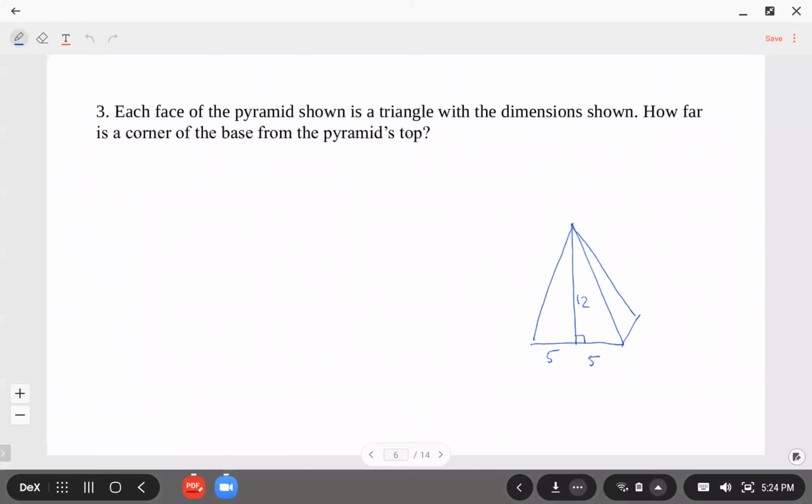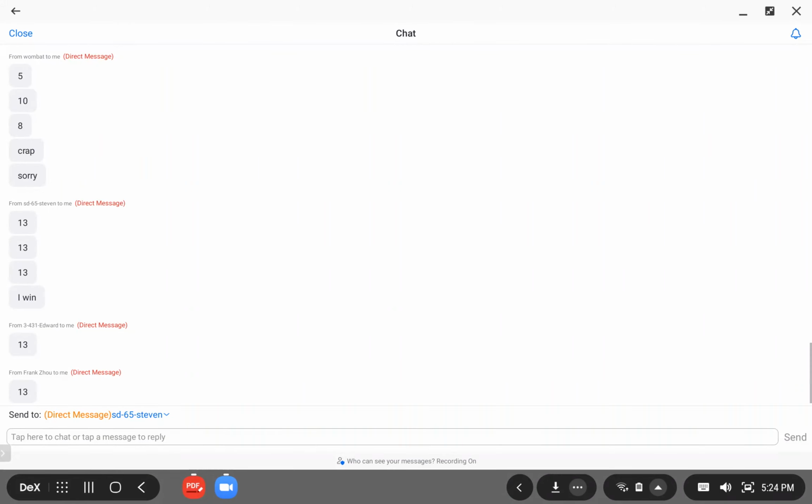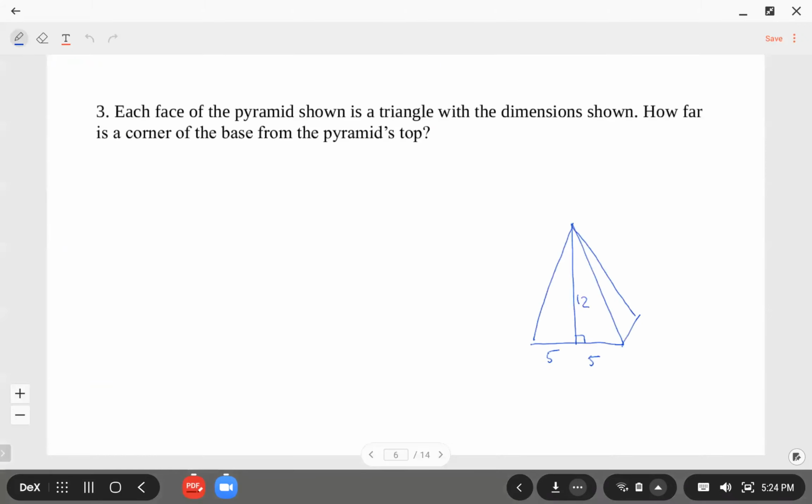$13. Yeah, it's 13. 13's the answer. Another point to Steven. Okay, let's mark that. Another point to Steven. Very good job.